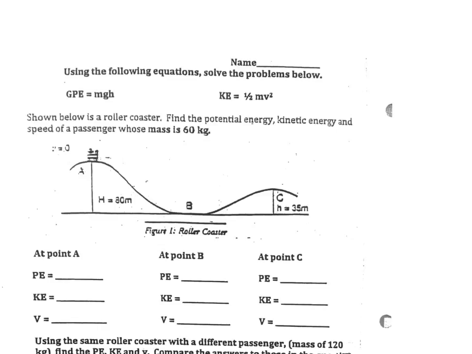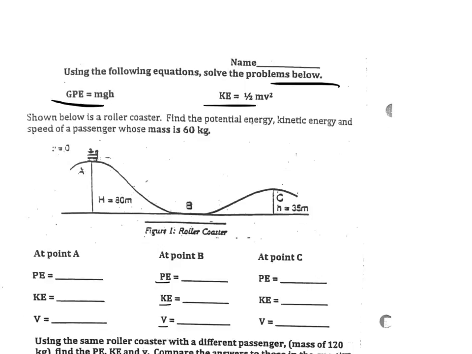Okay, welcome to the screencast of how to solve problems that are using gravitational potential energy and kinetic energy to find a roller coaster rider's potential energy, kinetic energy, and velocity at any point along a roller coaster track.